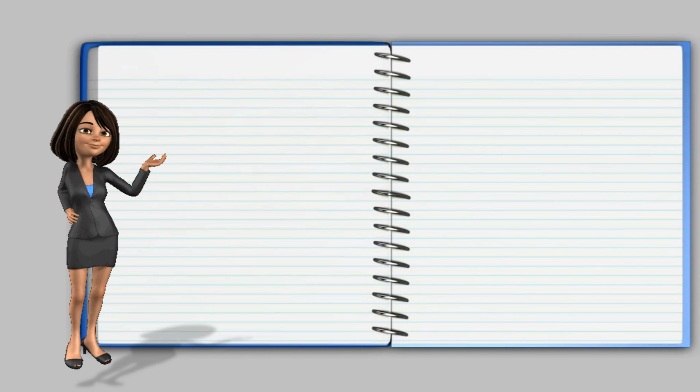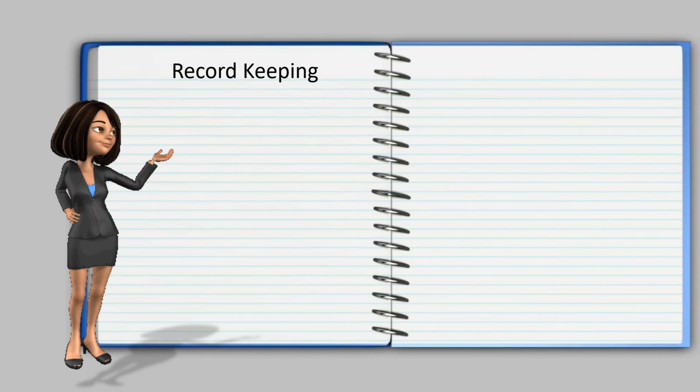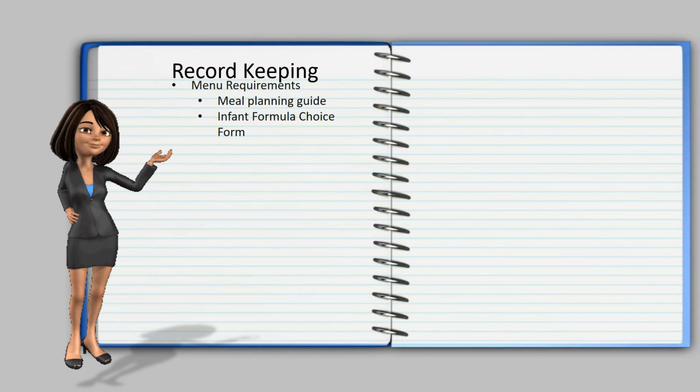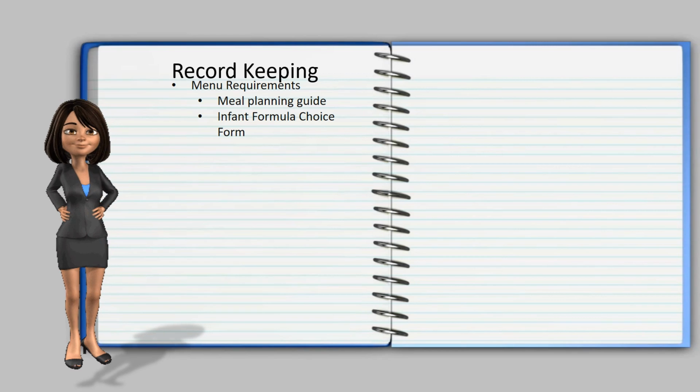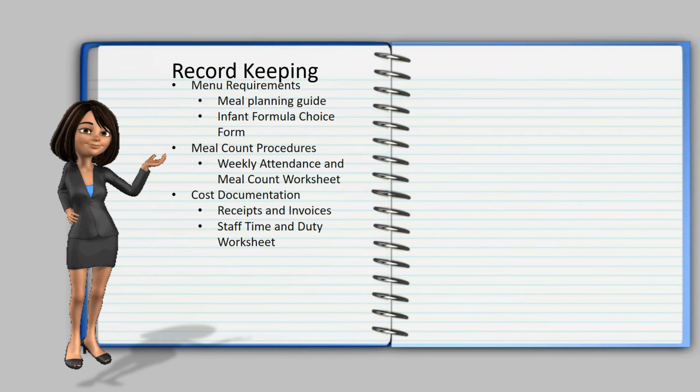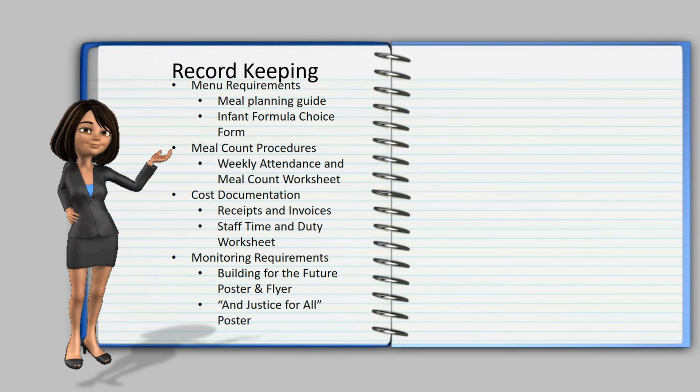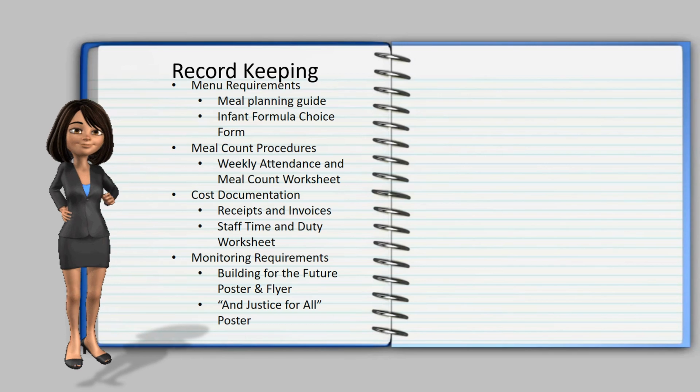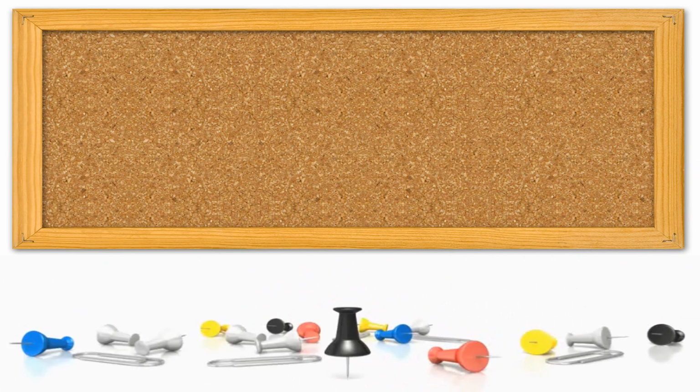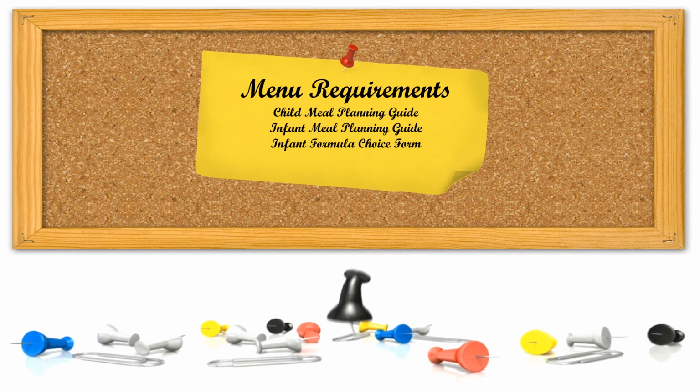Now that we're finished with that, let's look at record keeping. In this section, we will review menu requirements, meal count procedures, cost documentation, and monitoring requirements. Let's look at menu requirements using the Child Meal Planning Guide and Infant Meal Planning Guide.